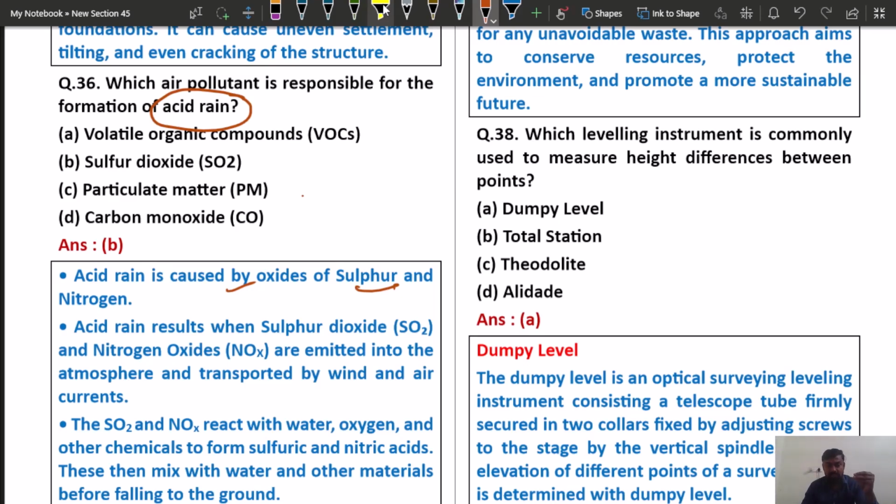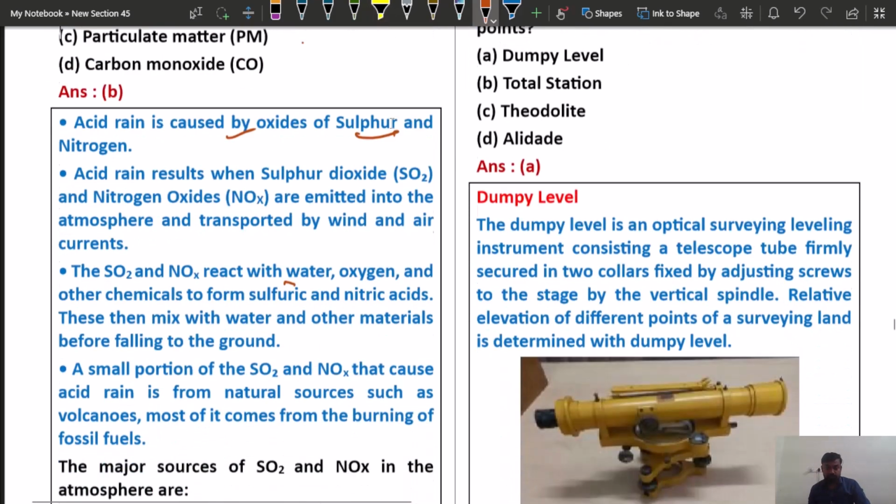These oxides are emitted into the atmosphere and travel by wind and air, and these sulfur dioxide and nitrogen oxides react with the oxygen available in the atmosphere and create sulfuric acid and nitric acid, and the rain becomes acidic. So here the correct option will be sulfur dioxide. Now proceeding to the next question.